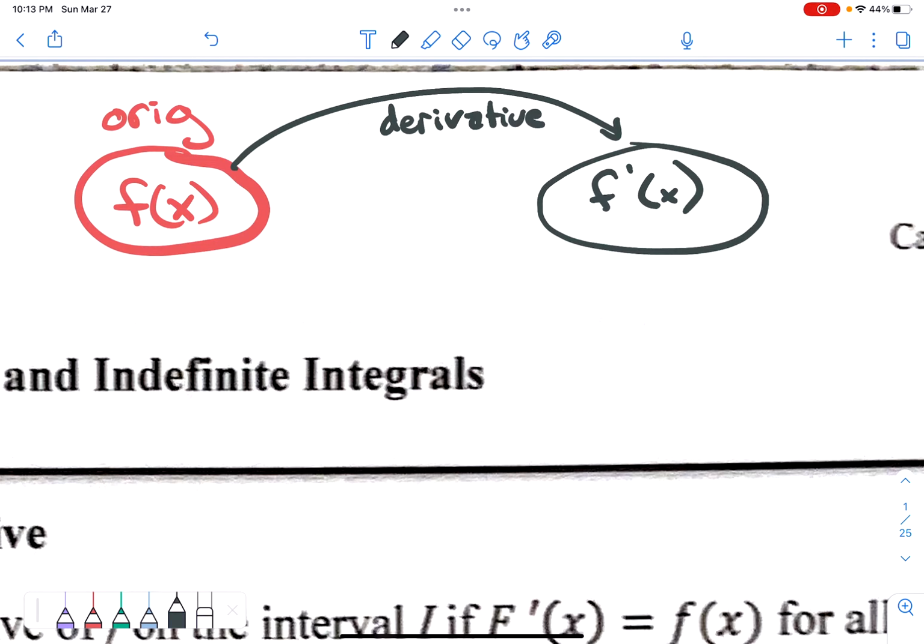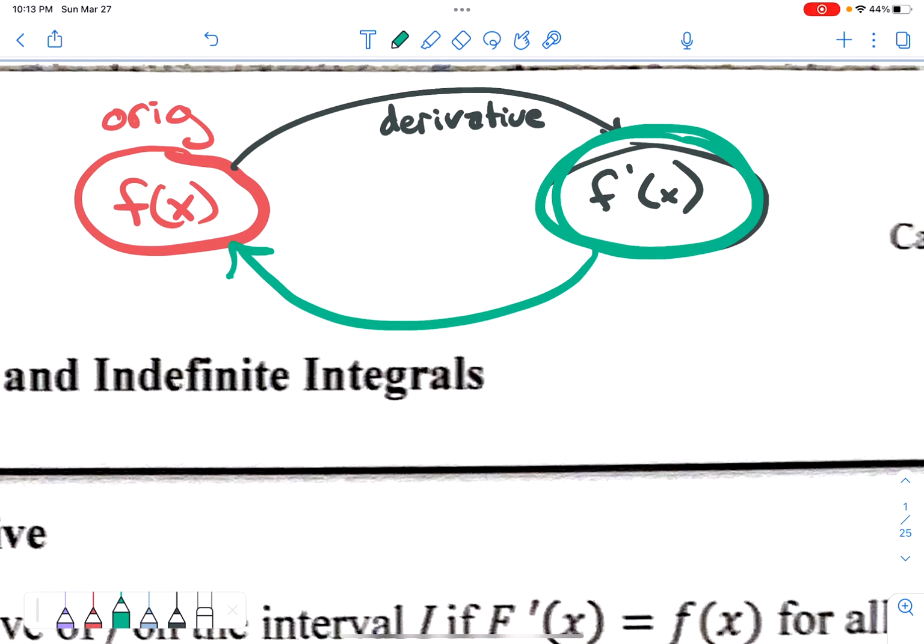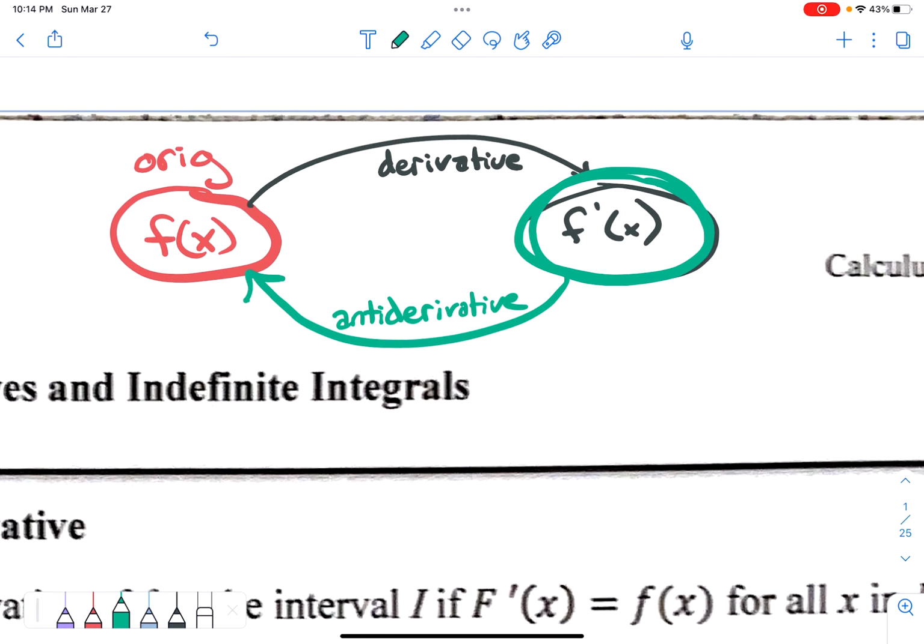Now, what they will do a lot of times is give us the derivative and have us work back to the original equation. And to do that, we find the antiderivative, okay? This might be a little confusing to start with, but we can go back from one to the other by taking the derivative, taking the antiderivative, okay?